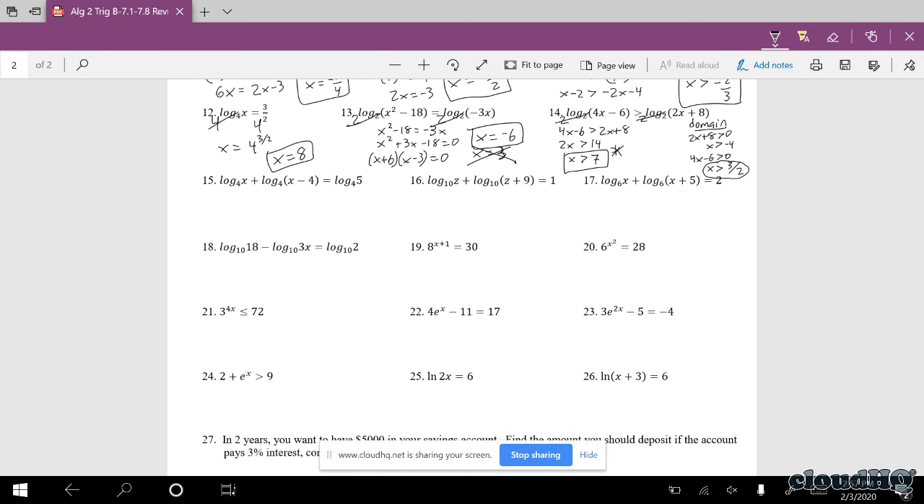Starting with number 15, we have to condense logs first. So we have to take the two logs, they're added together. That means we multiply those. So we have to take x times x minus 4. I'm going to go ahead and distribute that right away. X squared minus 4x equals log base 4 of 5. Now I can exponentiate with the base of 4, cancel out both logs at the same time. So x squared minus 4x is equal to 5. Subtract the 5 over, then factor.